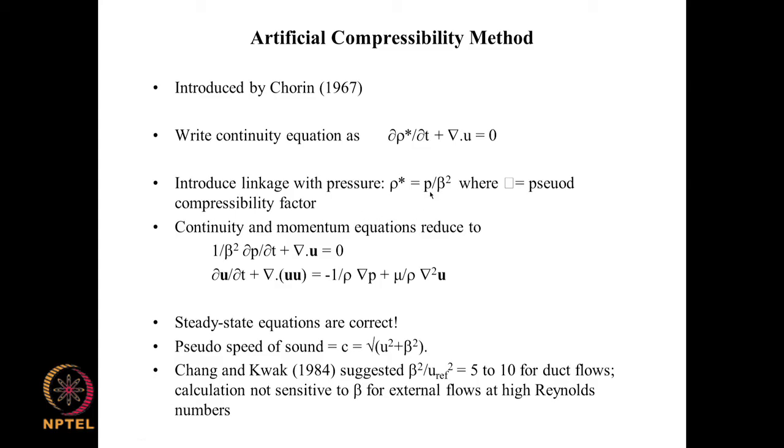And so for a given value of beta, if you know rho star, you can get P. Okay. So beta is a constant. If you substitute this expression here, you are rewriting the continuity equation in this way. So it becomes 1 by beta square dou P by dou t plus del dot u equal to 0, and the momentum equation is written as dou u by dou t plus del dot u u equal to minus 1 by rho del p plus mu by rho times del square u.